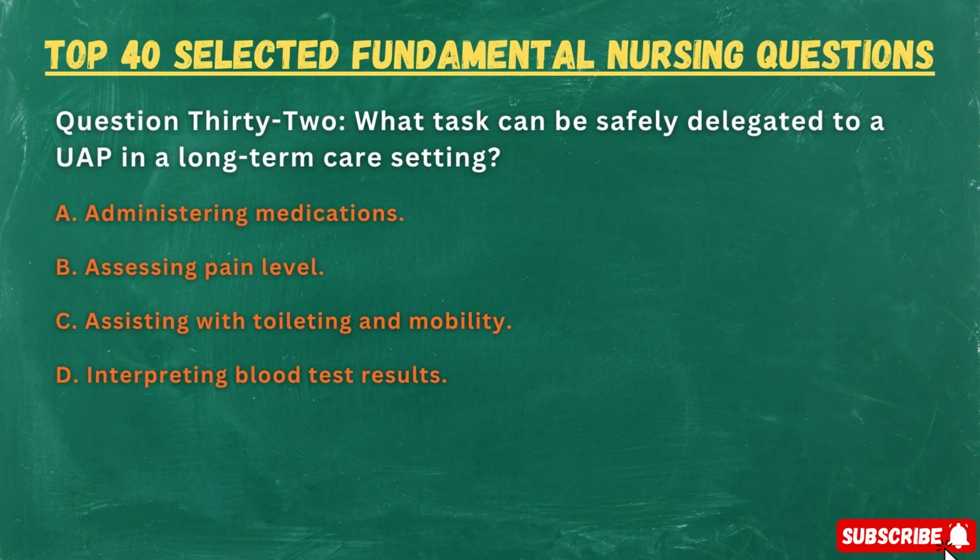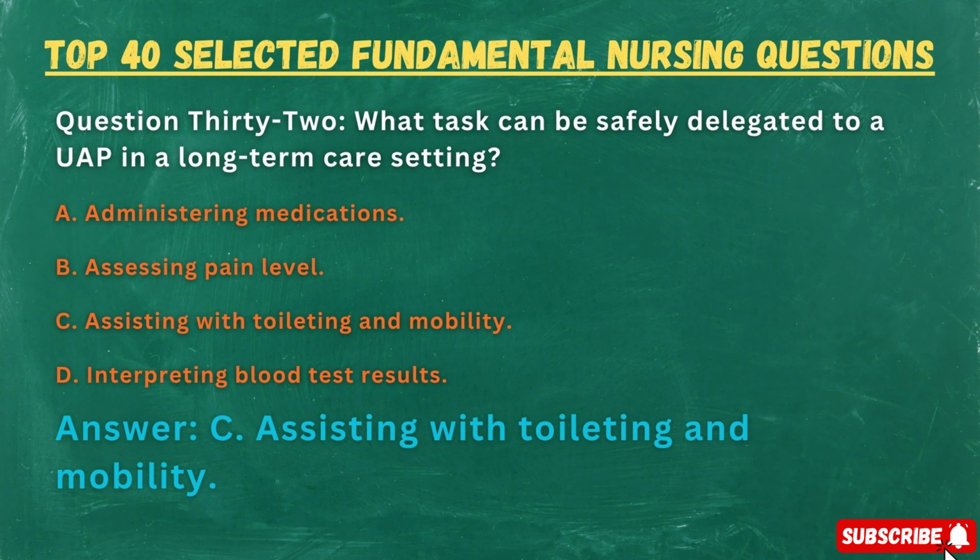Question 32. What task can be safely delegated to a UAP in a long-term care setting? A. Administering medications. B. Assessing pain level. C. Assisting with toileting and mobility. D. Interpreting blood test results. Answer. C. Assisting with toileting and mobility.